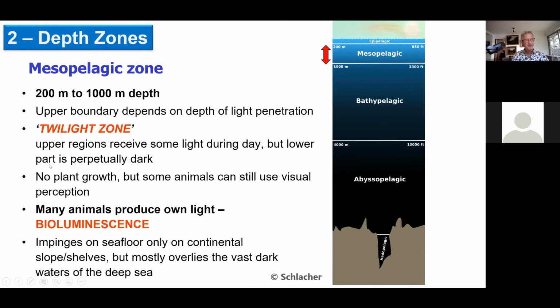So we're talking about roughly 1,000 meters down, and it's also called the twilight zone. The twilight zone because there's a few photons which go down, and bioluminescence is really the cool feature, as I have just shown you in that BBC video.